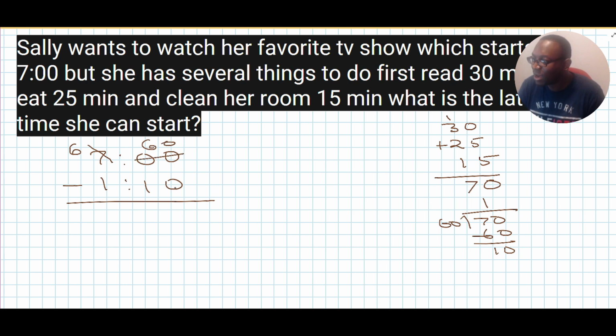So 0 minus 0, we have 0. 6 minus 1, we have 5. And then 6 minus 1 here, we have 5. So the latest time she can actually start doing all of these activities, if she wants to get to her show at 7 o'clock, is 5:50 p.m. Good job. Everyone seemed to get that right. Thanks again for the question. That was a really good question.